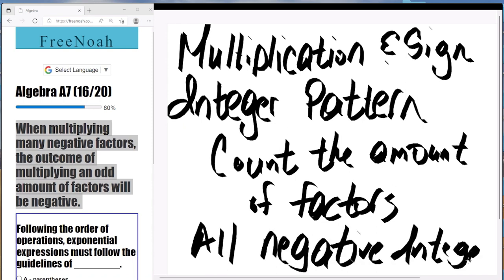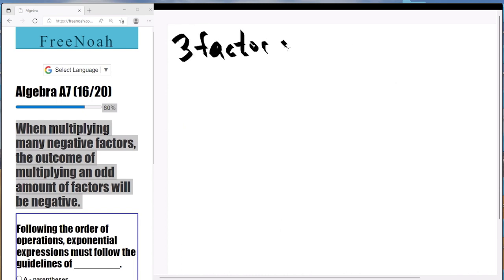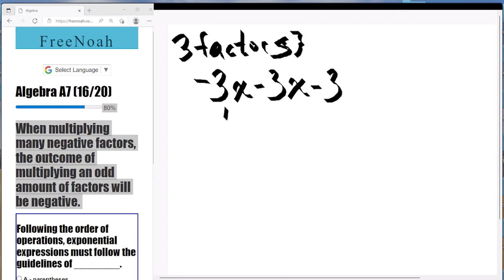They must all be negative integers for this pattern to be true. So for instance, we have 3 factors. This is an odd amount of factors. Let's go ahead, let's choose the number 3. Negative 3 times negative 3 times negative 3, okay?